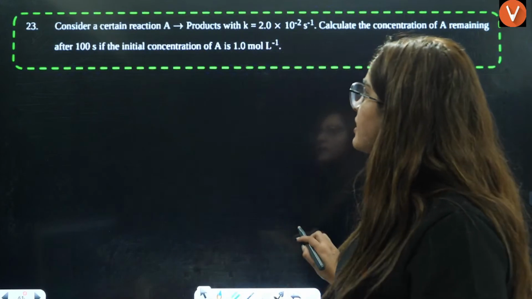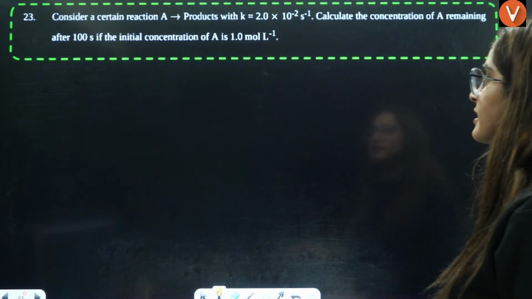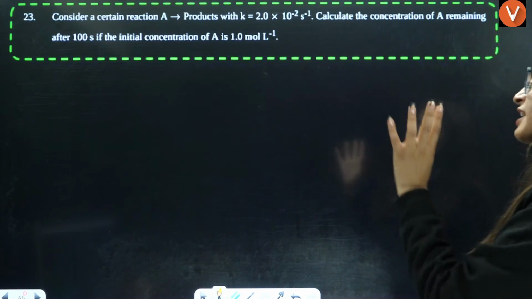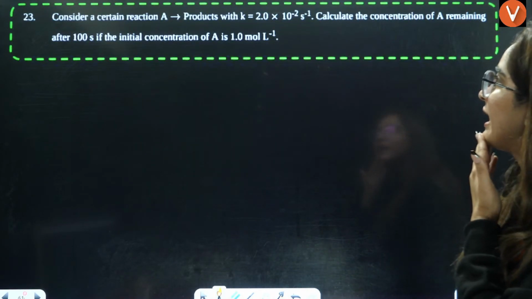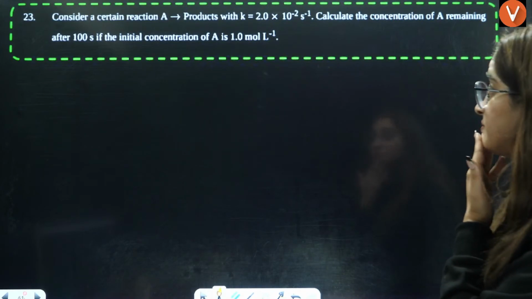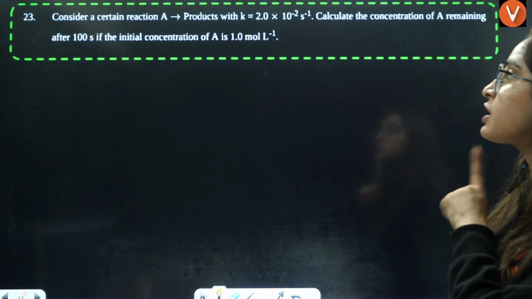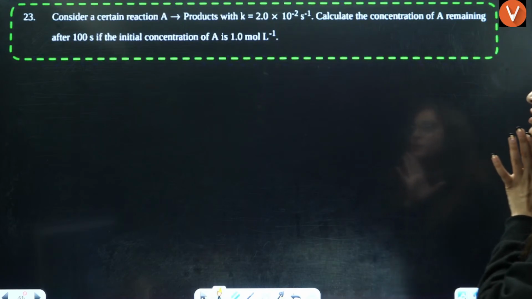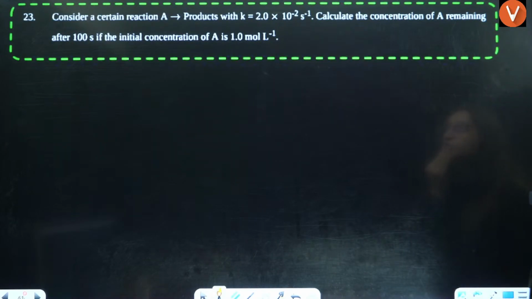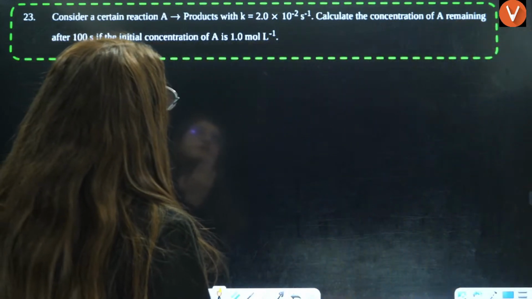Okay, next question is, consider a reaction from chemical kinetics. They are saying consider a reaction, A to products you have, K is given to you, calculate the concentration of A remaining after 100 seconds if initial concentration of A is this. Time is given to you, K is also given to you. Calculate the concentration. So basically, firstly, you need to see where, yes.